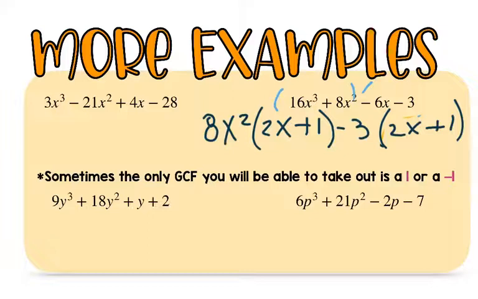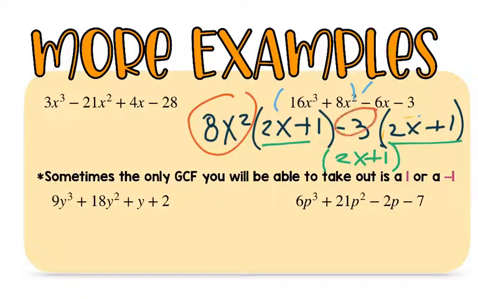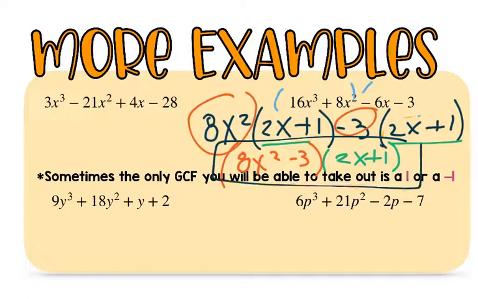So to finish up factoring, your matching terms right here, that'll be one of your factors, so 2x plus 1, and then your leftover terms, this and this, will be your other factor. So 8x squared minus 3 is your other factor, and then this is your final answer. Okay, I'm going to clear the screen, so pause it here if you need to look that over.